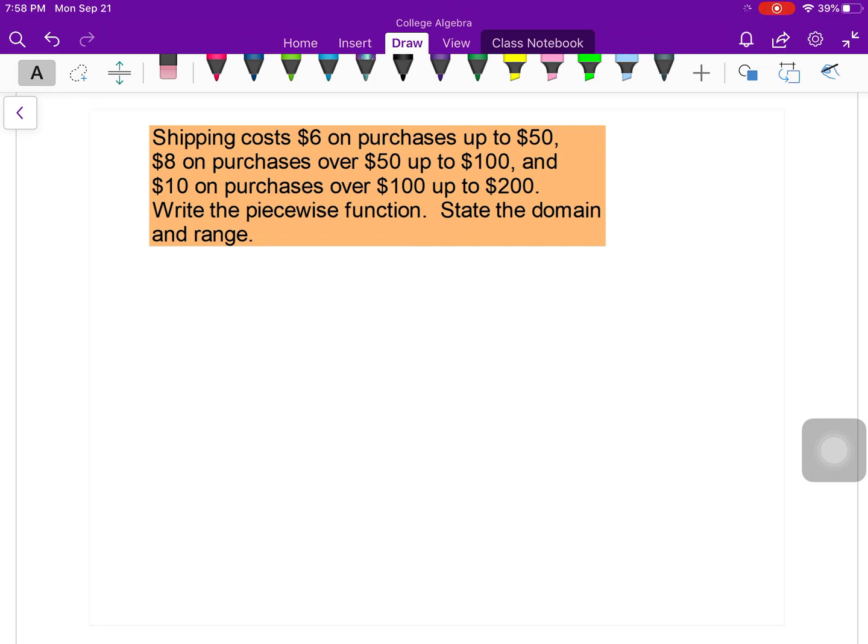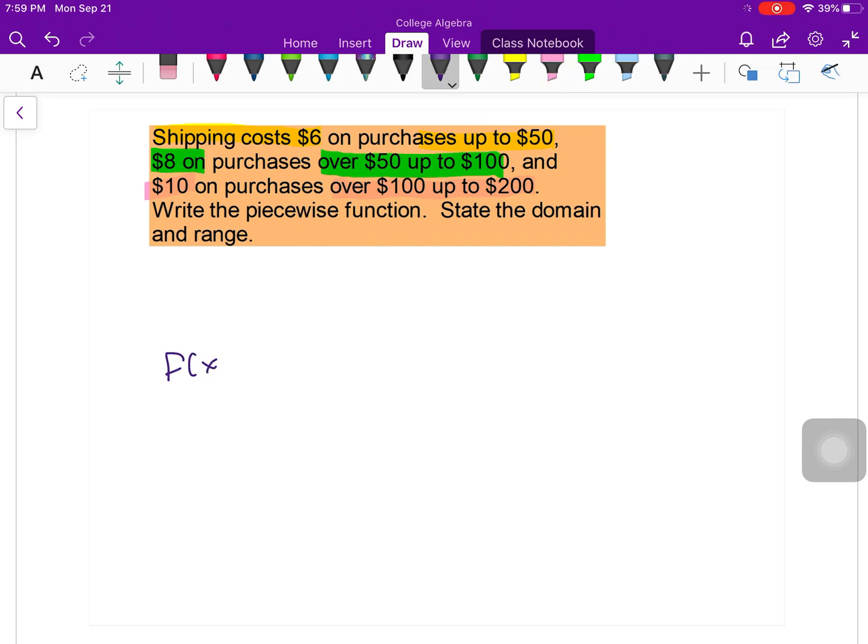Now here's a real life situation of a piecewise. And this is shipping costs. And when we have shipping costs, there's a flat cost rate, so it'll be like the step function. So let's see what we have. Shipping costs of $6 on purchases up to $50. $8 on purchases over $50 up to $100. $10 over 100 and up to 200.